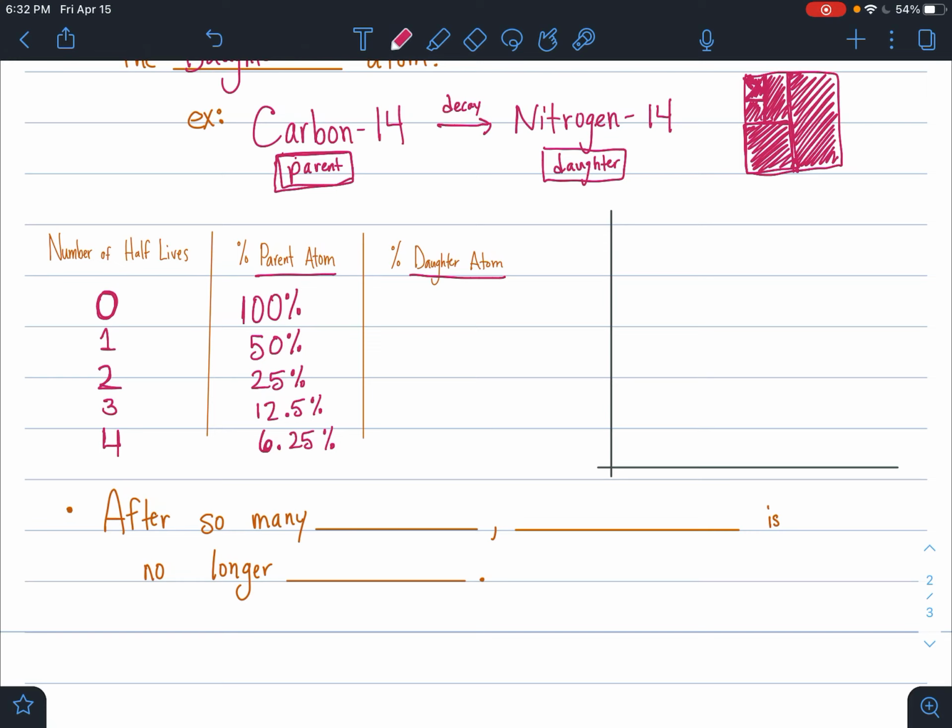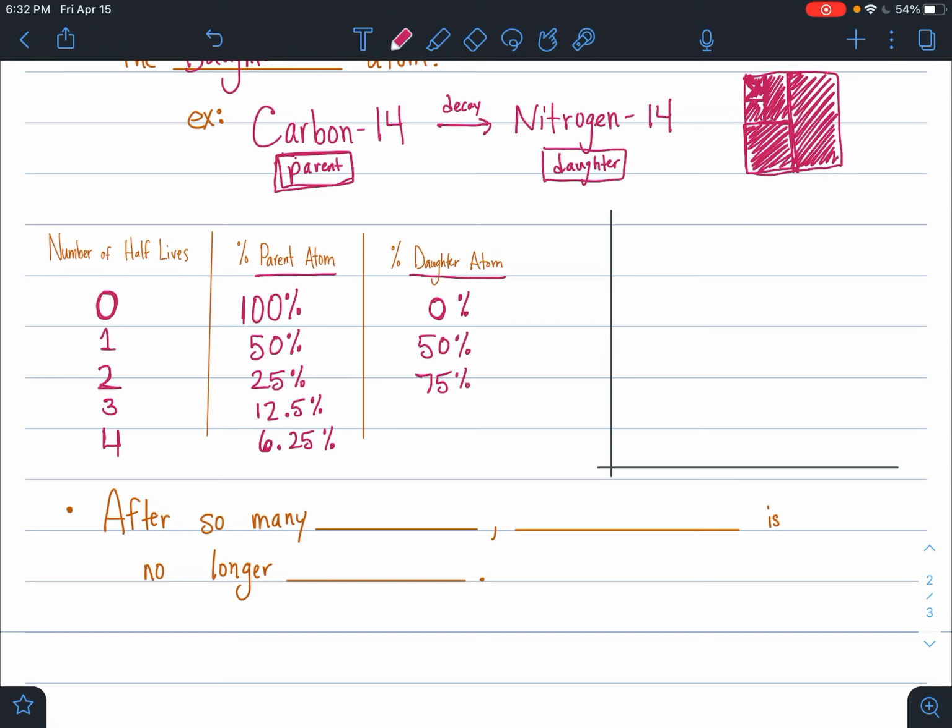So when there are no half-lives that have happened and we have 100% of our sample is the parent atom, that means that none of our sample is the daughter atom. When we have 50% of parent atom, well, then that means that 50% of the sample will now be the daughter atom. When we have 25% of our sample is still the parent atom, that means that 75% has converted and become the daughter atom.